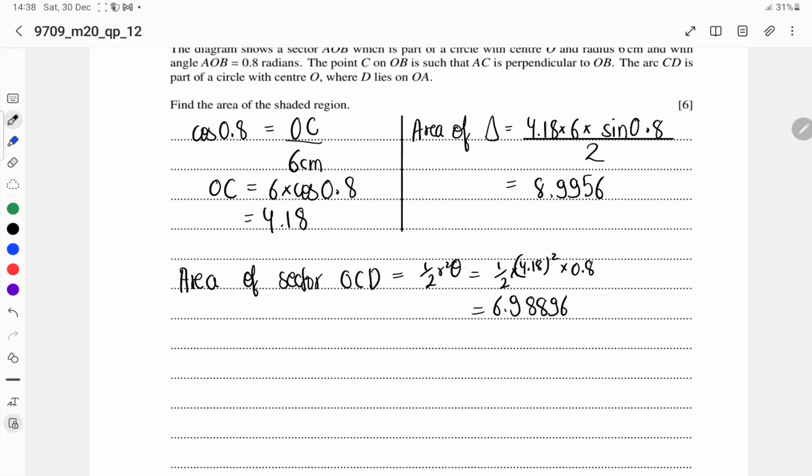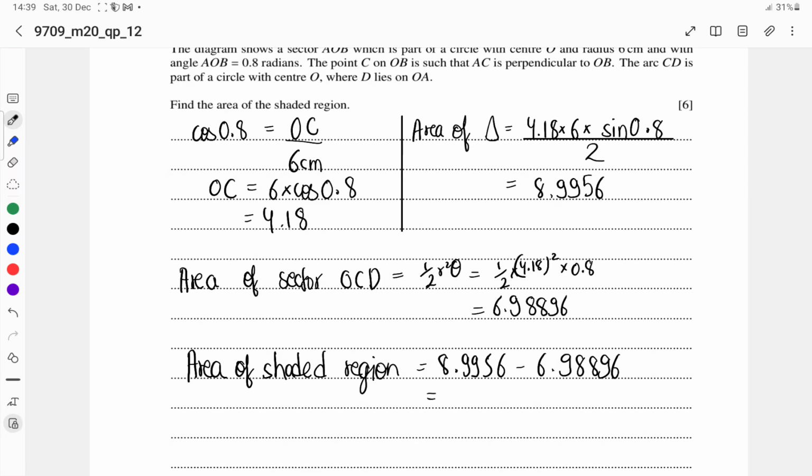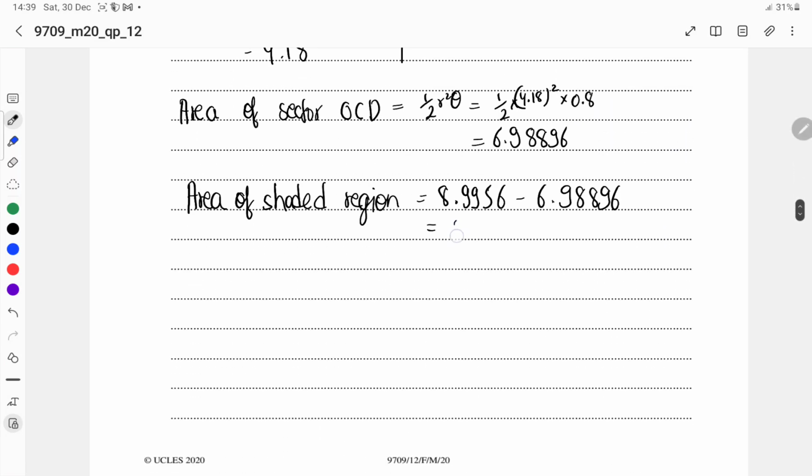6.98896. Then we can subtract to find the area of the shaded region. We find it by subtracting the area of sector OCD from the area of the triangle. The area of the shaded region is simply going to be 8.9956 subtracted by 6.98896. So what is this going to be? 8.9956 minus 6.98896. This is going to be 2.00664. We can write it as 2.01 for three significant figures, and this is our answer.